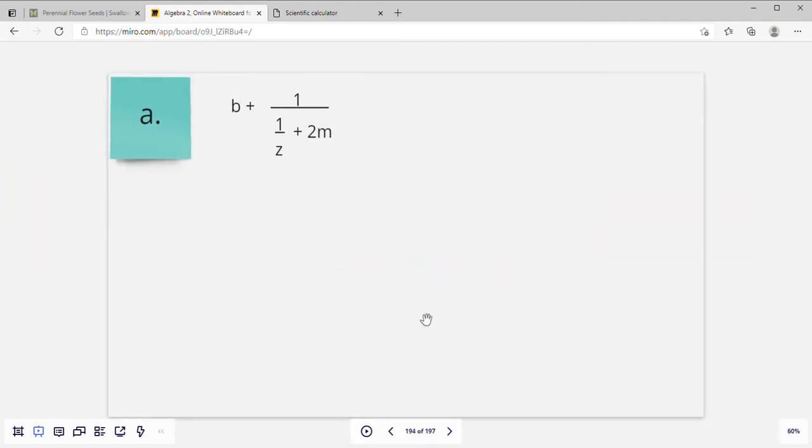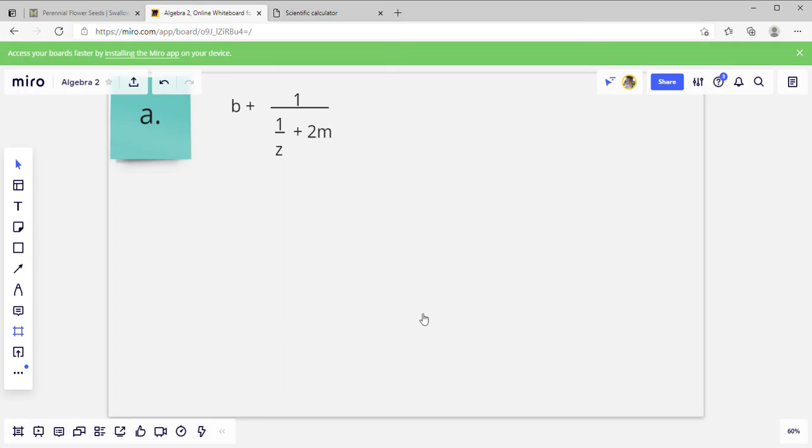Alright, so hopefully you pause the video and work these practice problems. Start with this one. Okay, so I'm going to start with this bottom part right here and try to simplify that. So I've got 1 over z plus 2m, I'm going to call that over 1. And that is a z. I hate when it's z. It always looks like a 2 to me.